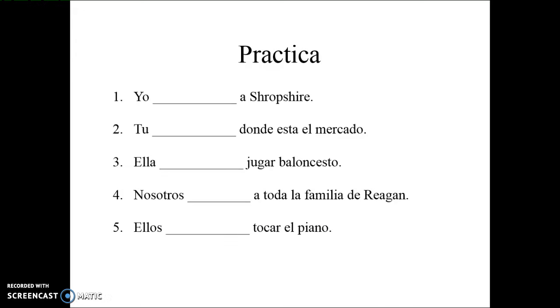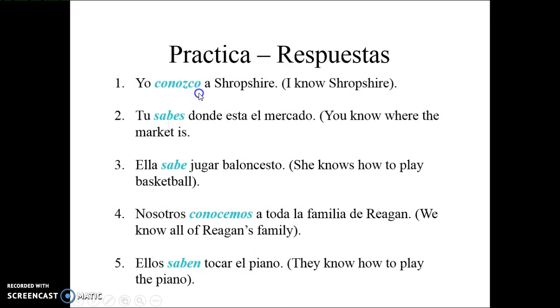So let's go into some práctica real quick. You have to choose whether or not to use saber or conocer, and then you have to conjugate it appropriately. So for example, yo blank Shropshire. If you know Demaria Shropshire, that's who I'm referring to. So this is a person. So you need to figure out how to say I know Shropshire. Are you going to use saber or conocer? And then how would you conjugate it?